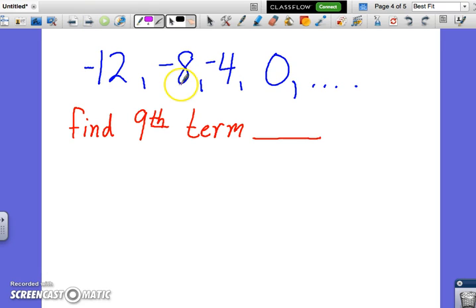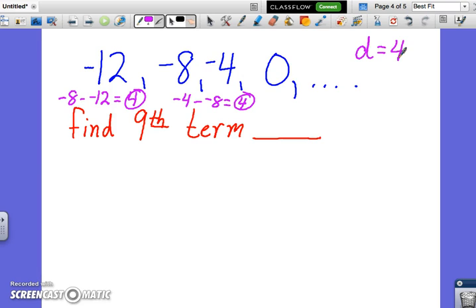Arithmetic. I would take negative 8, subtract negative 12, and I get a positive 4. Let's check with that angle. Let's go negative 4, subtract negative 8. What do I get? Positive 4. Okay, so I have a common difference. I know that the common difference is 4. So since I have a common difference, this is an arithmetic sequence.